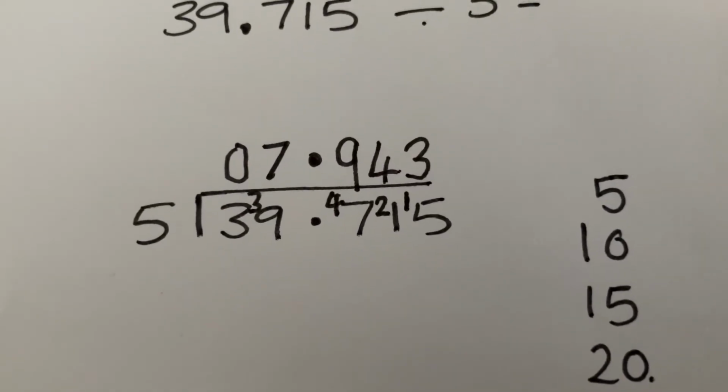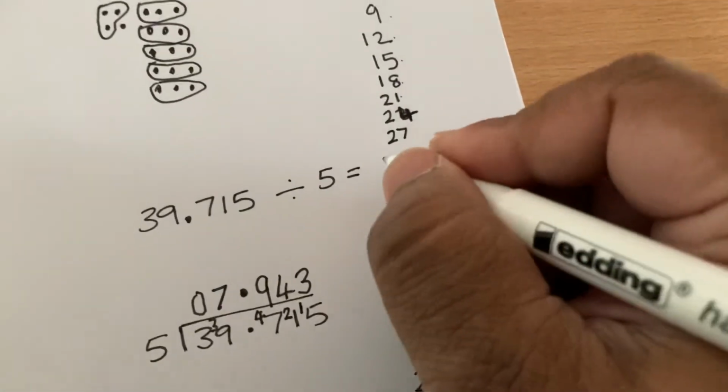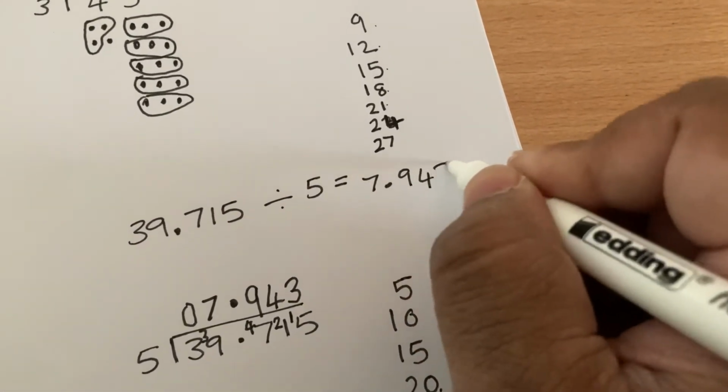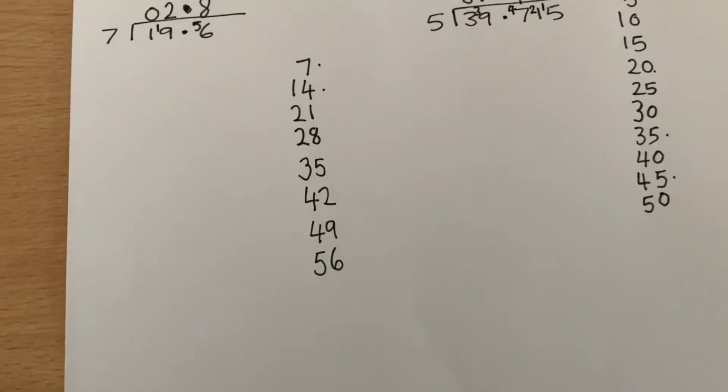It is 7.943. It's not 07, please. Please do not write 07, right? 7.943. That's the answer for that. I hope all that makes sense. I'm going to do one more very quickly before I go.